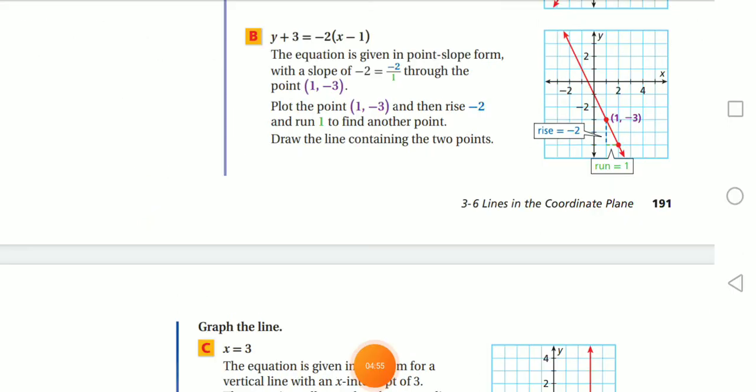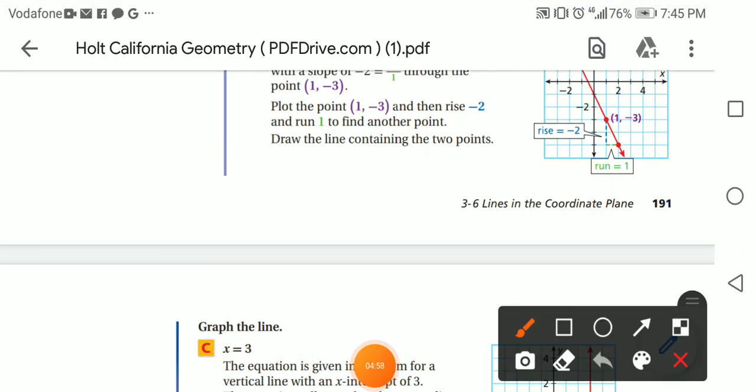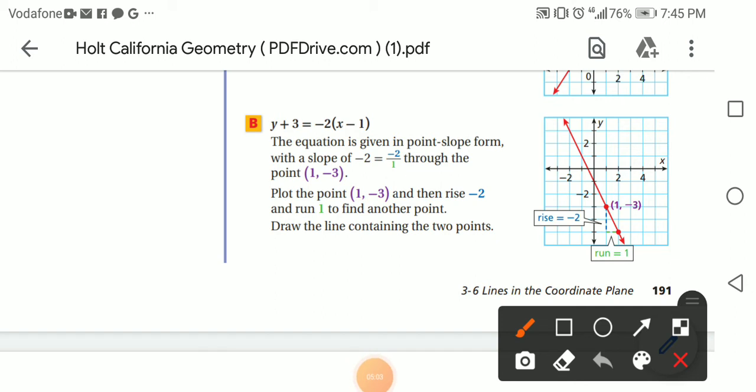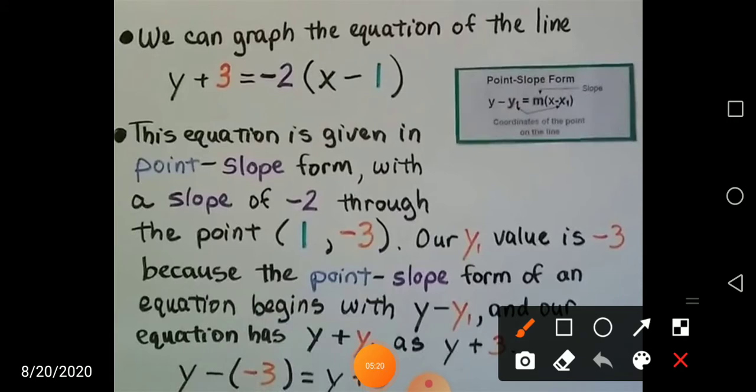Okay, dear students, exercise B. I have y plus 3 equals negative 2 times x minus 1. The equation here is given in point-slope form with a slope of negative 2. I'll show you the form first. We can graph the equation of the line y plus 3 equals negative 2 times x minus 1. This is the point-slope form. I should know how to write the point-slope form very well.